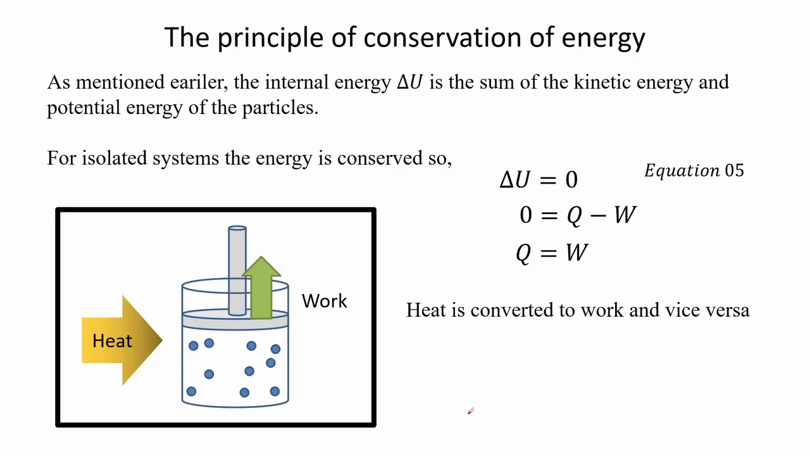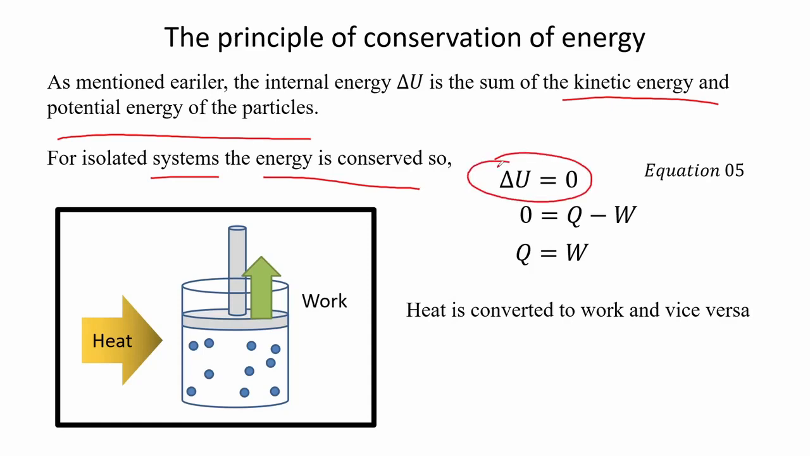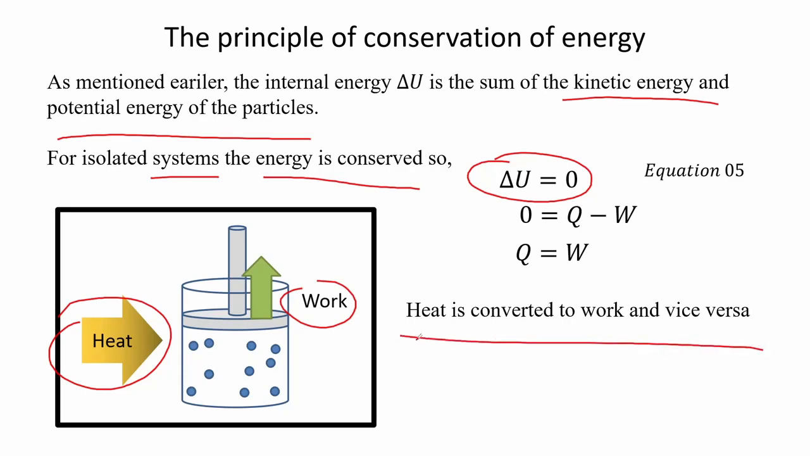As mentioned earlier, the internal energy delta U is the sum of the kinetic energy and potential energy of the particles inside the system. For an isolated system, as shown by the square enclosure in the figure, the internal energy change is equal to 0, or the energy is conserved and it just simply transforms from one state to another. For this case, the heat is transformed to work pushing the piston and vice versa. So when the internal energy change is 0, shown in equation 5, we see that the heat is equal to work in magnitude but opposite in sign as shown here.